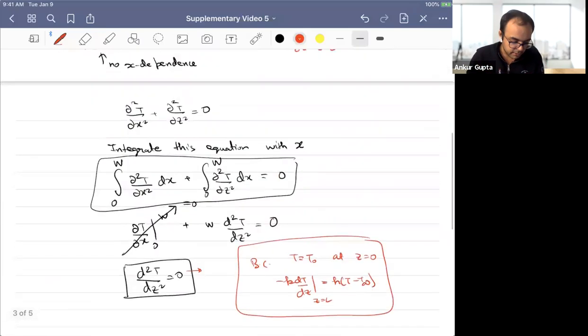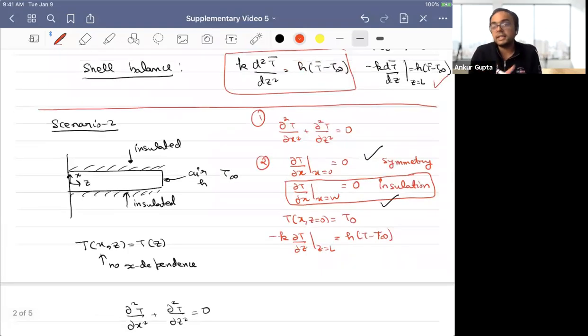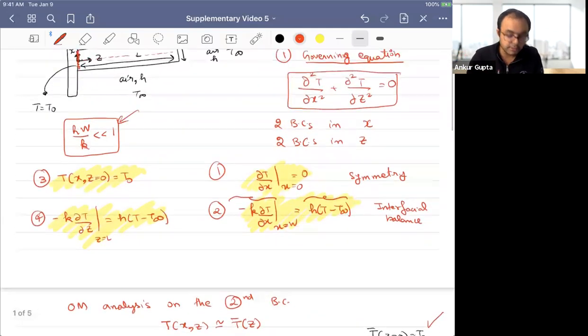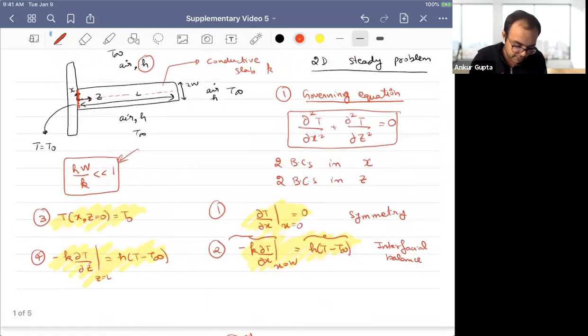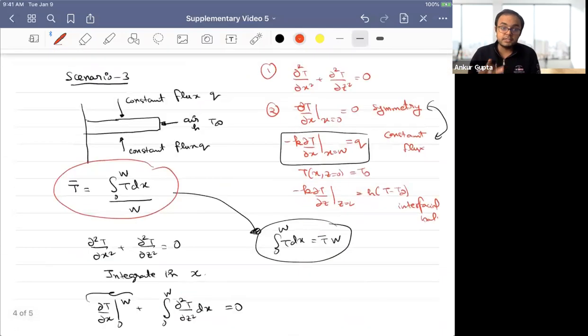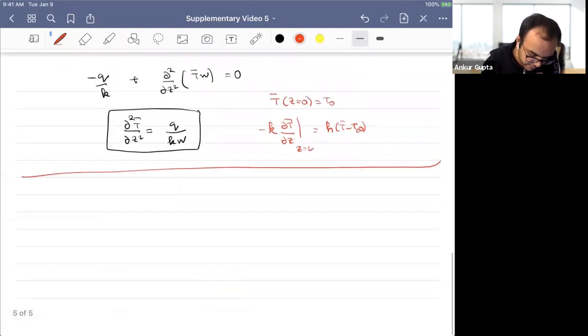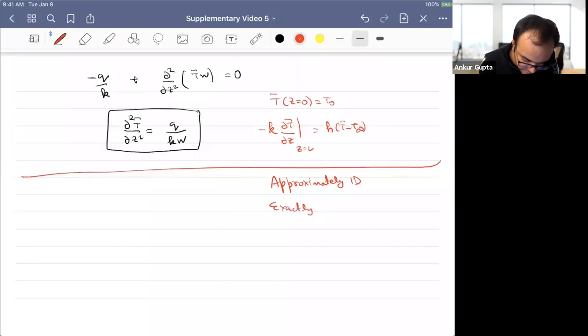In scenario 2, it is exactly 1D. There cannot be any dependence in the x direction, whereas in scenario 1 there was a dependence, but it was very mild. In scenario 3, there can be even a large dependence. If q is very large, we can expect a very large gradient in the x direction, but we can average it out through this integration. So basically, I've described three cases: approximately 1D, exactly 1D, and averaged out 1D.